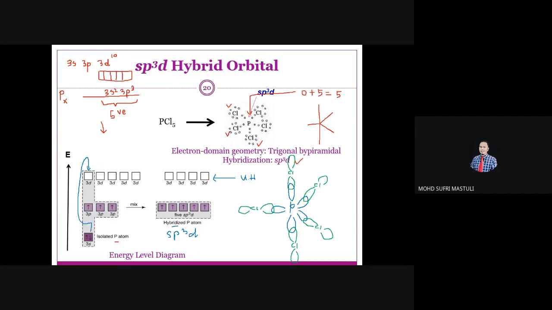So the overlapping area: spin up, spin down, spin up, spin down, and so on for each bond. So it should be overlapping between P sp3d with the p orbital of chlorine, P sp3d, P sp3d, P sp3d, P sp3d. You have to label all. Okay, so it looks like this.